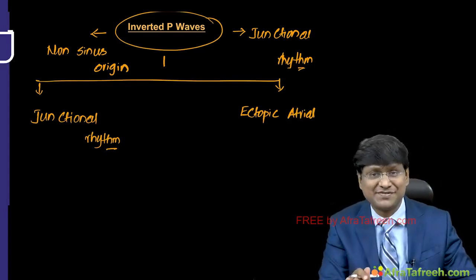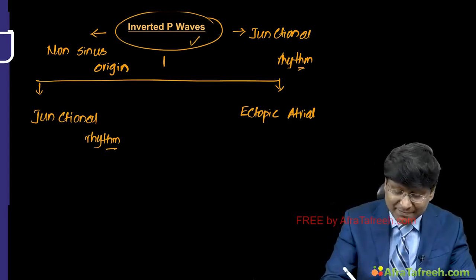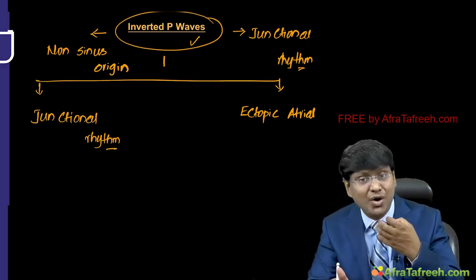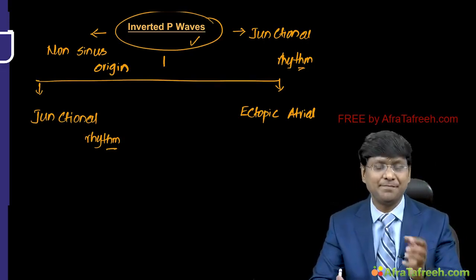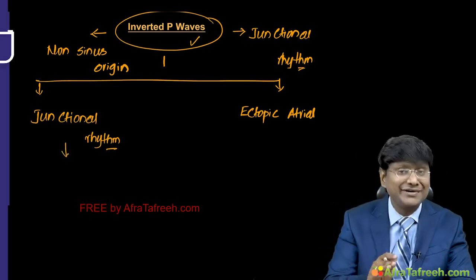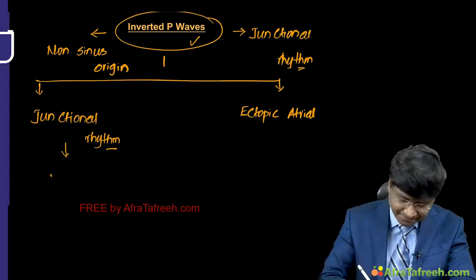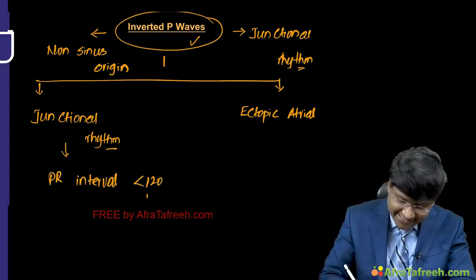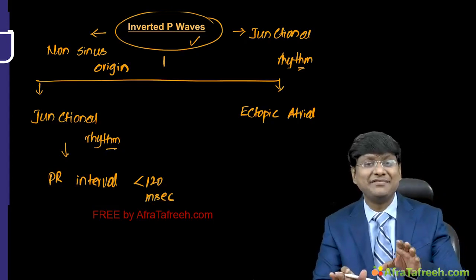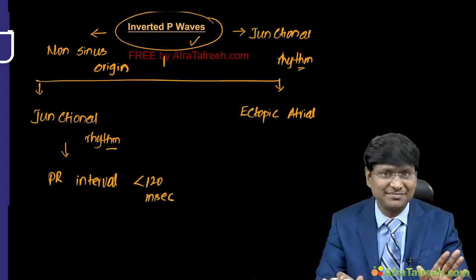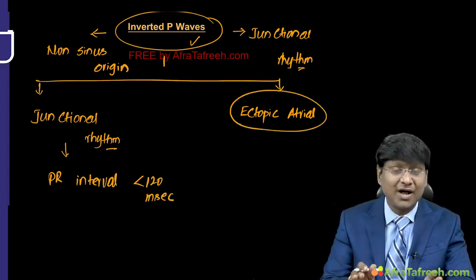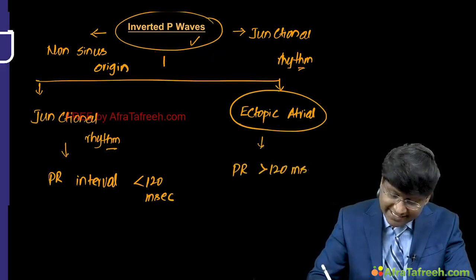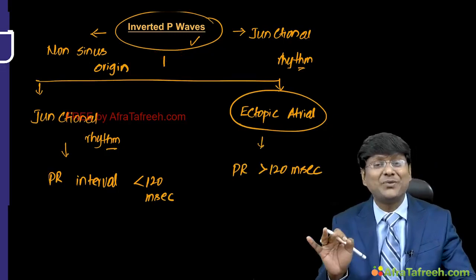Now, how will you differentiate this? Is that inverted P wave due to the junctional rhythm, or is it ectopic atrial rhythm? How do you identify that? If there is an inverted P wave, along with that, if the PR interval is less than 120 milliseconds, then we consider that the P wave is originating from the junctional rhythm. Whereas if along with the inverted P wave the PR interval is more than 120 milliseconds, we consider it as the ectopic atrial rhythm.